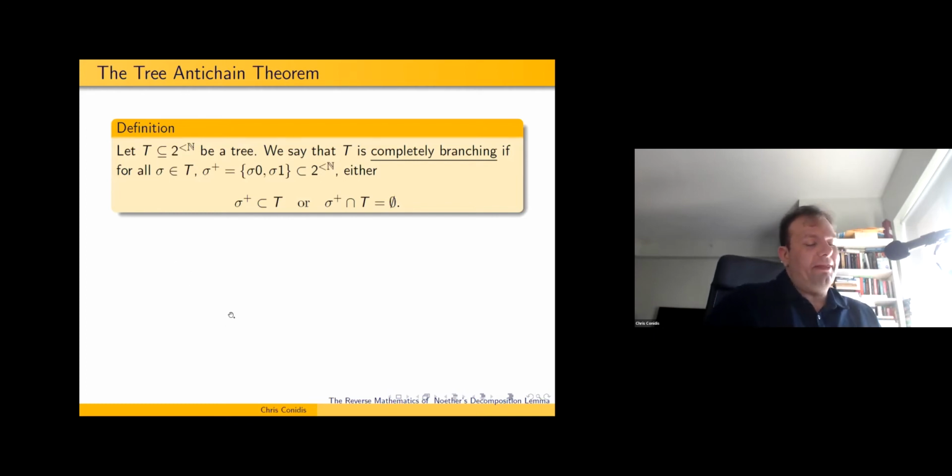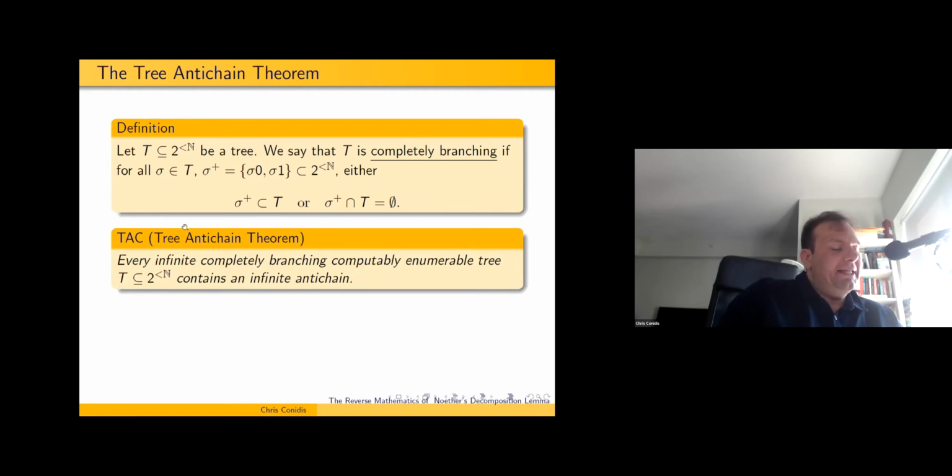All right, and so with those in mind, I want to introduce a combinatorial principle that I call the tree anti-chain theorem. Before I do that, I want to introduce a class of trees. I'm going to say that a binary tree T is completely branching if for all nodes in the tree, either both children of the node are in the tree, or else neither child of the node is in the tree. So either you split and both children are in, or else you're a dead end.